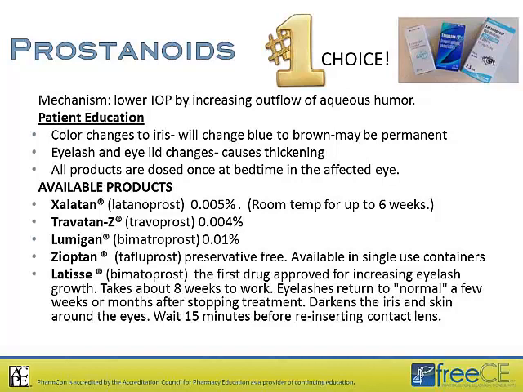Latisse is also a prostanoid, but we use that as a cosmetic. It's the first drug approved for increasing eyelash growth. It takes about 8 weeks to work, and the eyelashes do return to normal a few weeks or months after we stop treatment. It darkens the iris and the skin around the eyes, and you have to tell your patients to wait about 15 minutes before reinserting contact lenses. I have never had Latisse approved by any insurance company because they consider it to be a cosmetic. And once our patients see the price of Latisse, they usually don't buy it.